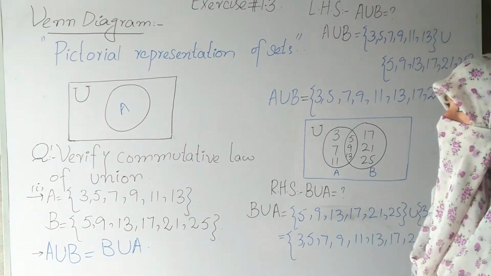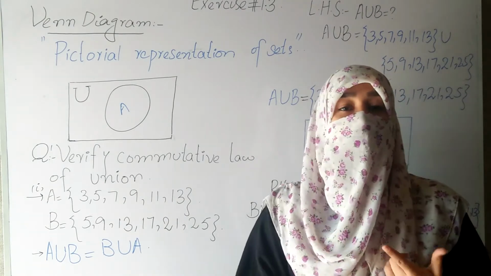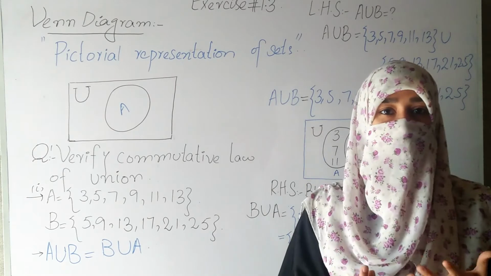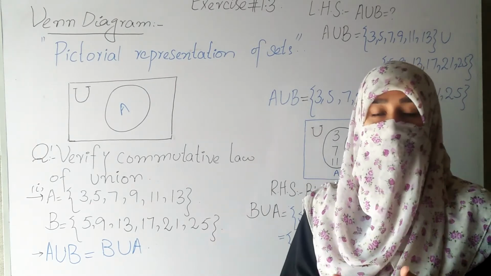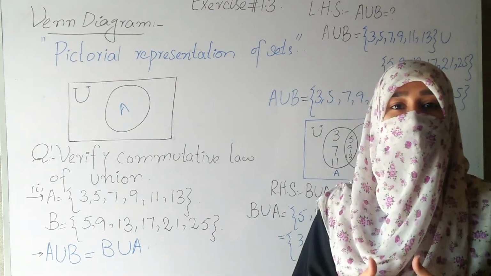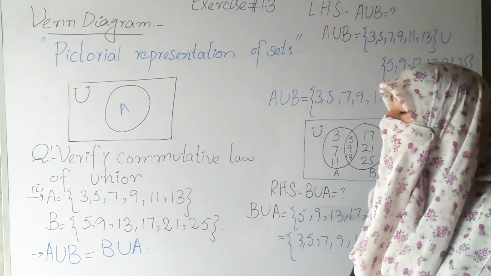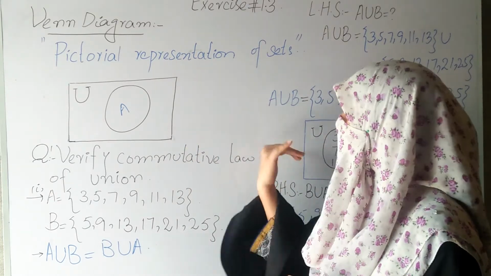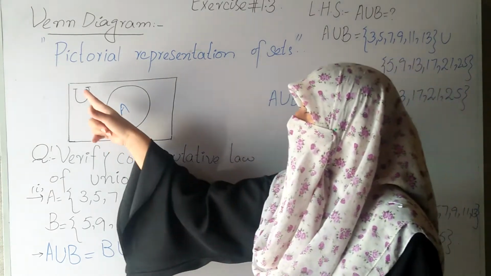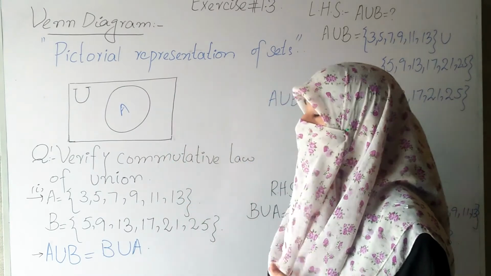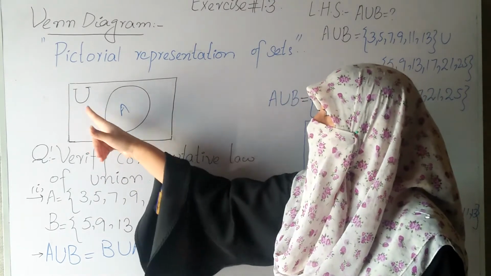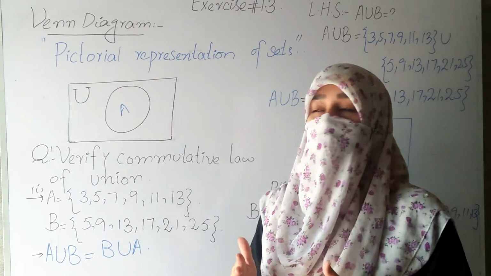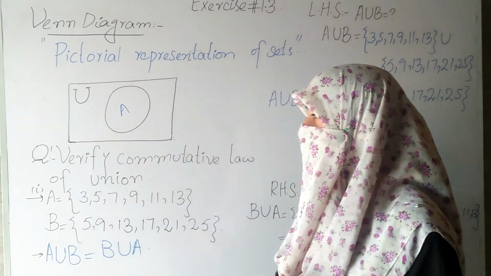So in Venn diagram there are different sets. First we have a universal set, meaning the biggest set, and the others are subsets of the universal set. So here is a representation of pictorial sets. Here is the rectangle form. Universal set is represented by a rectangle, and the subsets will be represented by closed figures, which is subset A.